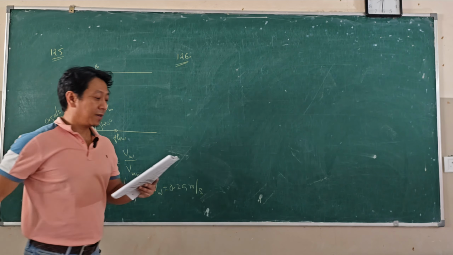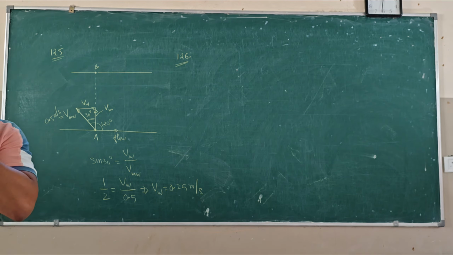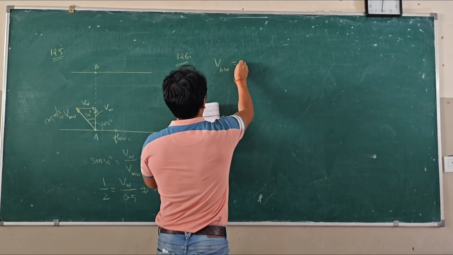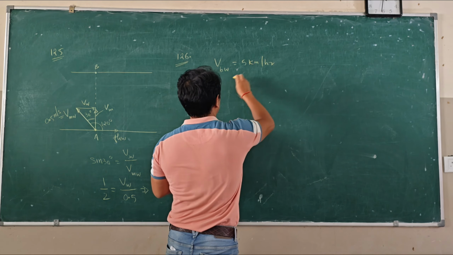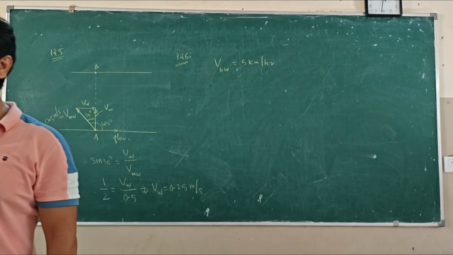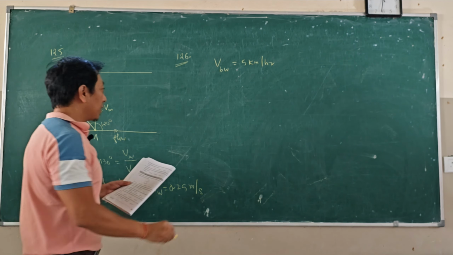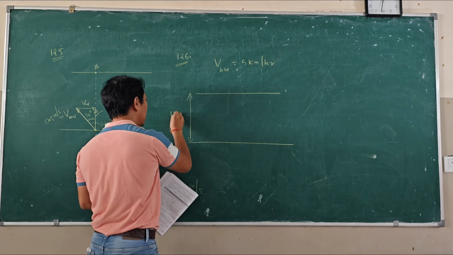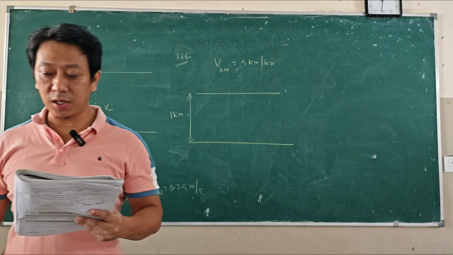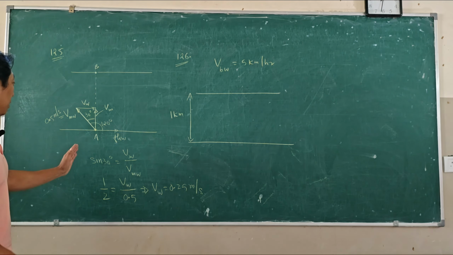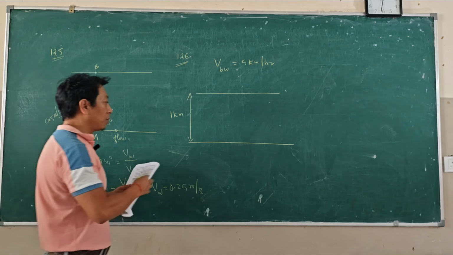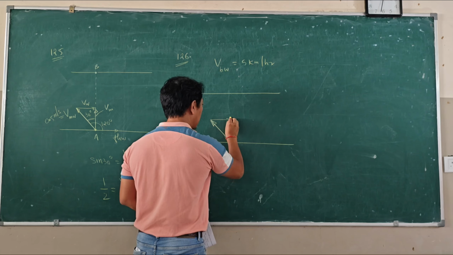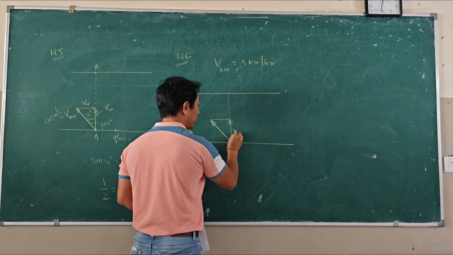126. The speed of a boat is 5 km per hour in still water. So this is very clear now. VBW is 5 kilometer per hour. B I am using, so we are replacing the man by the boat. It crosses a river of width 1 kilometer along the shortest possible path. Same story. If you want to cross in the shortest path, you have to swim at that angle where this much will add from water's velocity and you will go this way. So again same story, students.